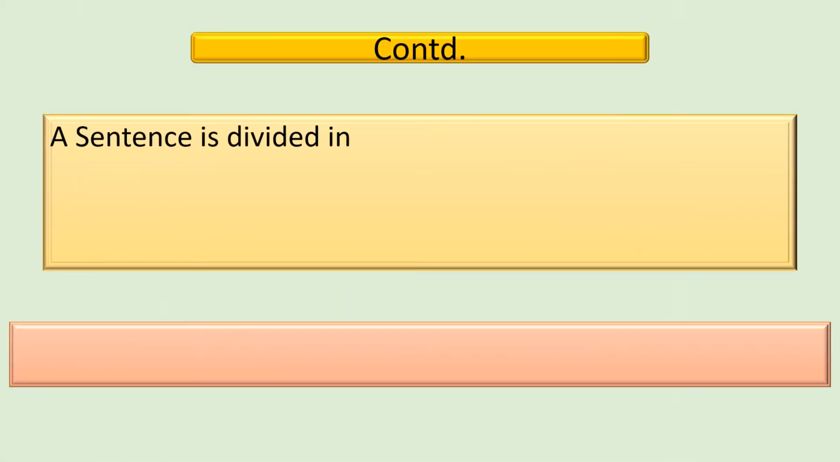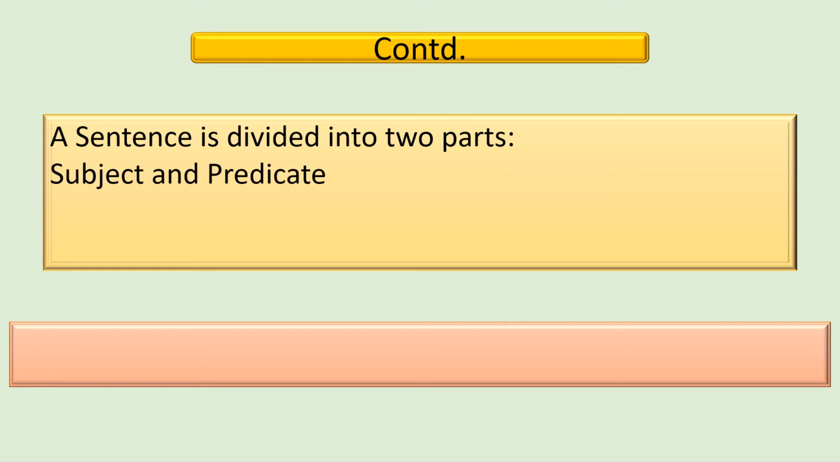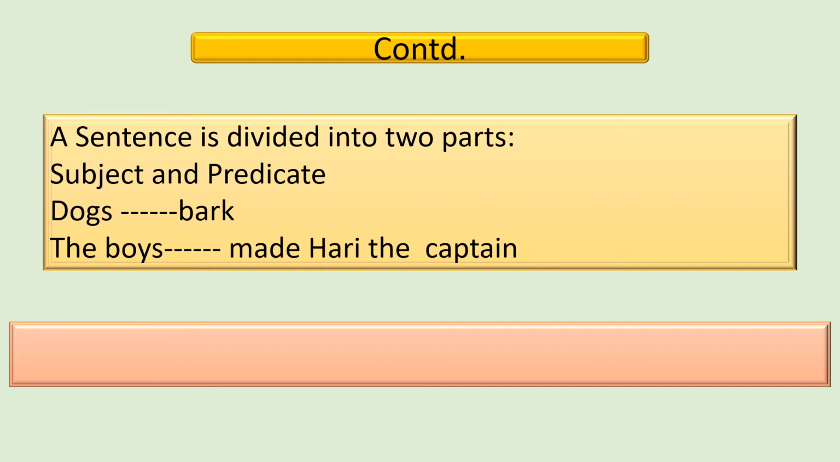In other words, a sentence is divided into two parts, subject and predicate. For example, dogs bark. Just two words, but it is categorized as a sentence. Dogs, subject. What do they do? What information are we getting in the latter half? That they bark. Second one, the boys made Harry the captain. The boys, subject. Latter half, that's a predicate, made Harry the captain.